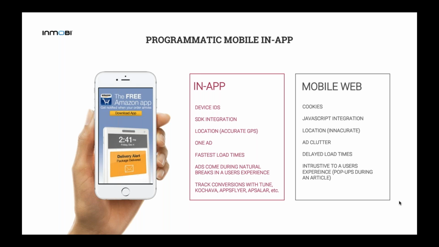Also on in-app, it's more common to find only one ad. It could be a full screen interstitial, it could be a banner at the bottom, or it could be a native unit in feed. Whereas on mobile web, you tend to find both a native ad and a banner and maybe like a pop-up that shows up when you're in the middle of an article. So that's another kind of user experience to keep in mind.